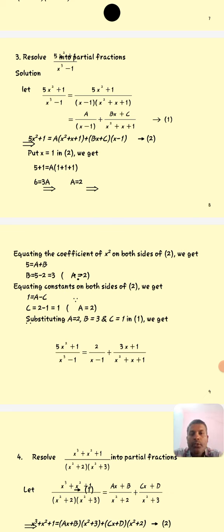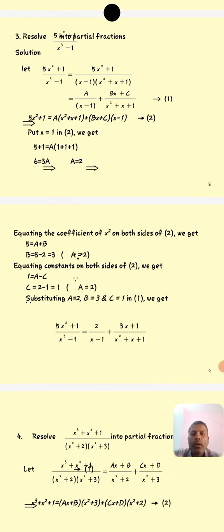Now here we choose the substitution method. Put x equal to 1 in equation number 2. Why do we take x equal to 1? Whenever we substitute x equal to 1, bx plus c will be 0. That's why we take x equal to 1. Now we substitute x equal to 1 in equation number 2: 5 plus 1 is equal to a into 1 plus 1 plus 1, and the bx plus c term will be 0. So 6 is equal to 3a, a is equal to 2. Now a will be over.